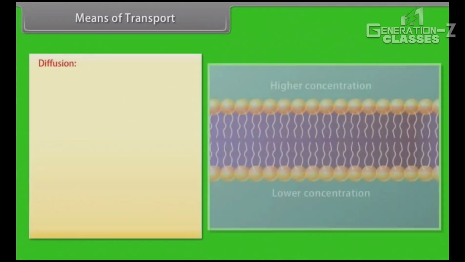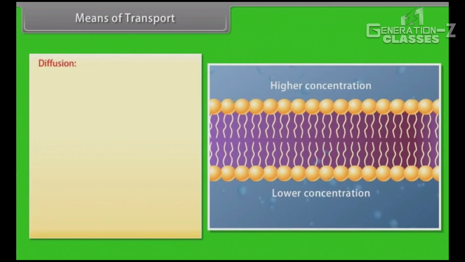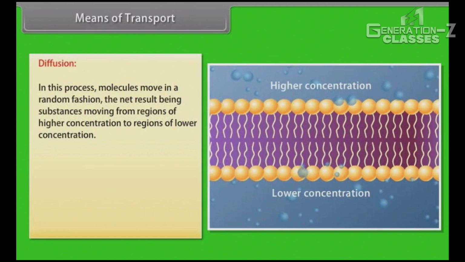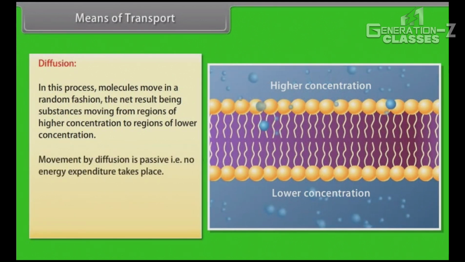Means of transport. Let us start with diffusion process. Diffusion is a slow process and is not dependent on a living system. In diffusion, molecules move in a random fashion, the net result being substances moving from regions of higher concentration to regions of lower concentration. Movement by diffusion is passive and may be from one part of the cell to the other, or from cell to cell, or over short distances, say from the intercellular spaces of the leaf to the outside. No energy expenditure takes place.